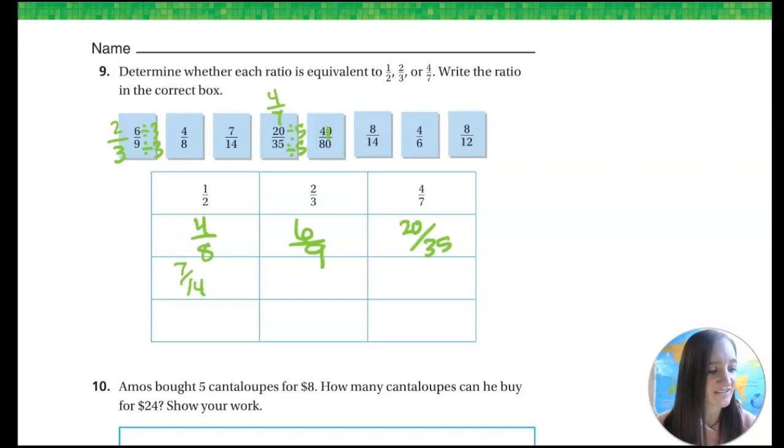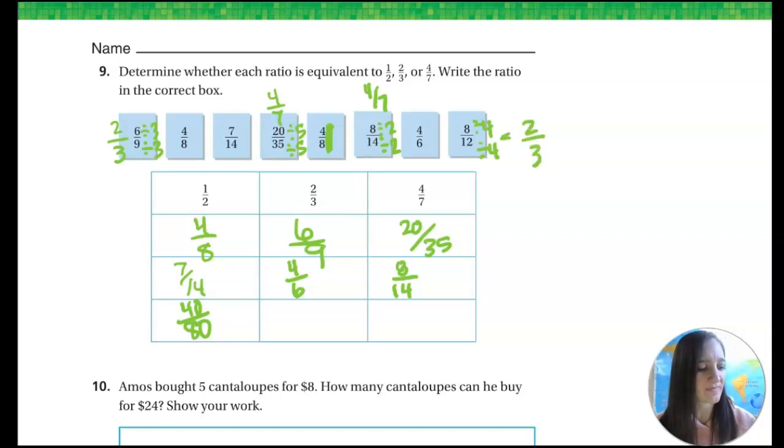40 to 80, if I get rid of the zeros, and then 4 to 8 I know is half. So 40 to 80 goes here. 8 to 14, they're both even. So I'll divide them both by 2 and get 4/7. 4 to 6, if I simplify that, it will be 2/3, and 8 to 12, if I divide both of those by 4, it will give me 2 to 3 as well. Okay, and there we go.